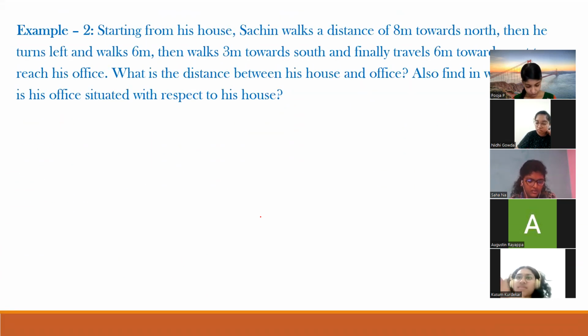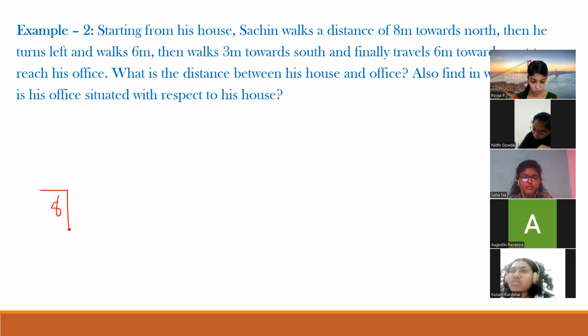The next question. So a person is starting from his house and travels, okay, yeah, Sachin, he travels about 8 meters towards north, turns left and walks 6 kilometers. Okay, the person is starting here. So Sachin starts here and he walks 8 meters north. And what happens? He then turns left. So from here, his left is this side, that is towards west. And he walks 6 meters.